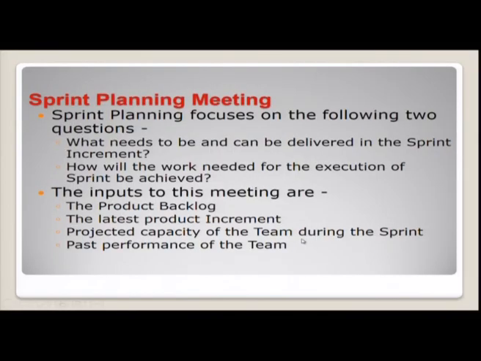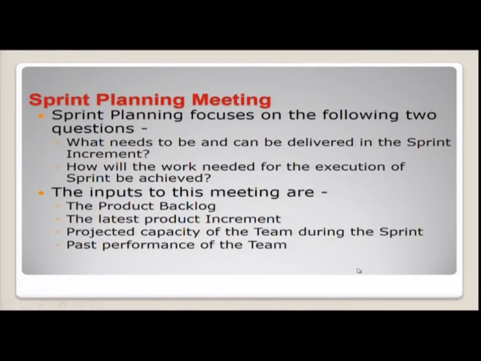Then the latest product increment. What sort of incremental feature were you given? Projected capacity of the team during the sprint. How many team members are going to work? Whether any sick person is going to be there, whether he should be kept in the team or whether a person is to be removed since he is an incorrigible team member. If he is an incorrigible team member, whether a replacement has to be placed or whether he has to be removed. Past performance of the team. How well they performed in their last sprint, whether the same team is kept or any sort of training is required. So, all these things act as an input to the sprint planning meeting.